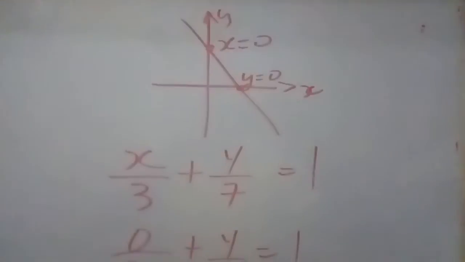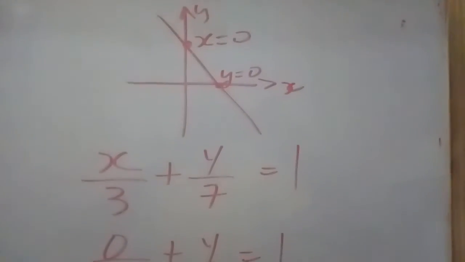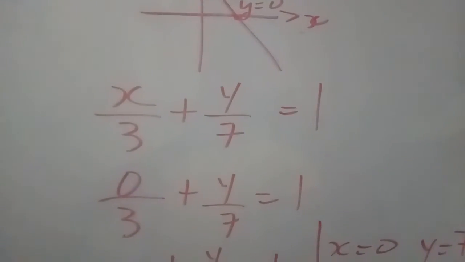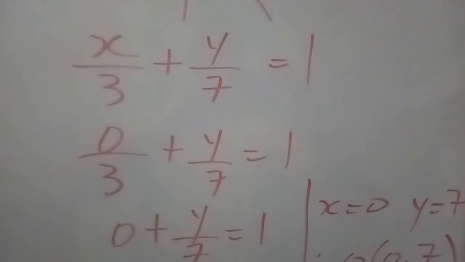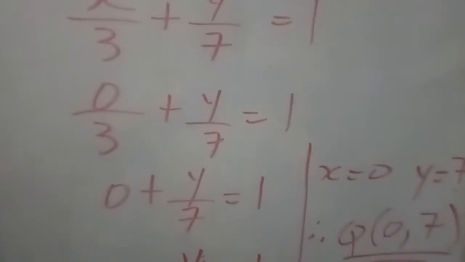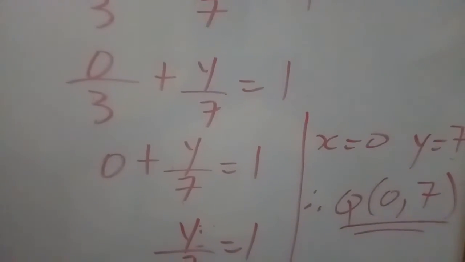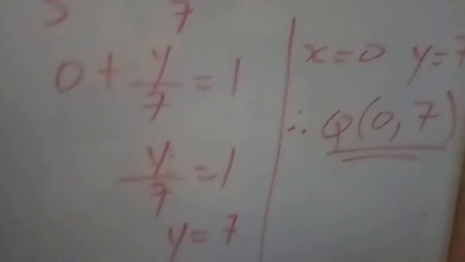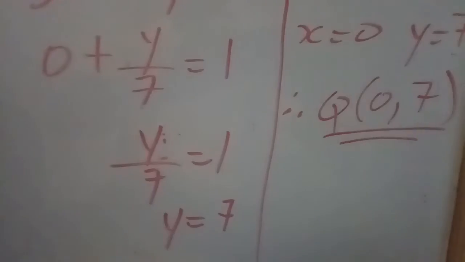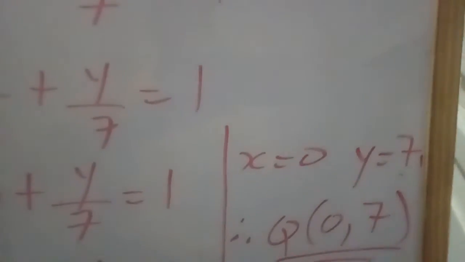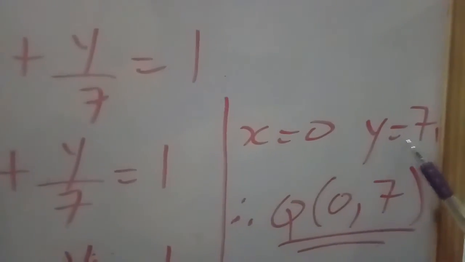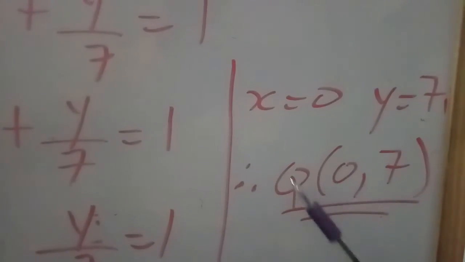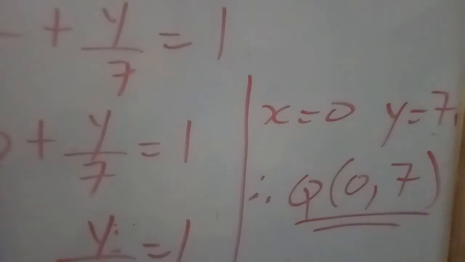Right, so I'm starting from the beginning. You see exactly what was done. You substitute x for 0, right? Then you are left with only y over 7 is equal to 1. Then you cross multiply, and you get y is equal to 7. That means if x is equal to 0, your y is equal to 7. So the coordinates of Q are 0, 7.